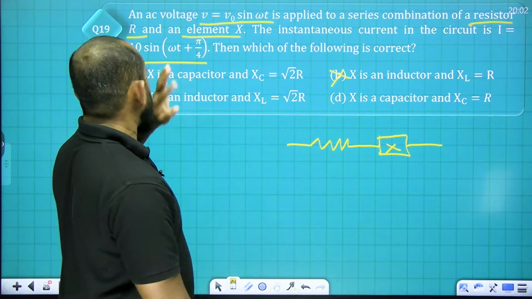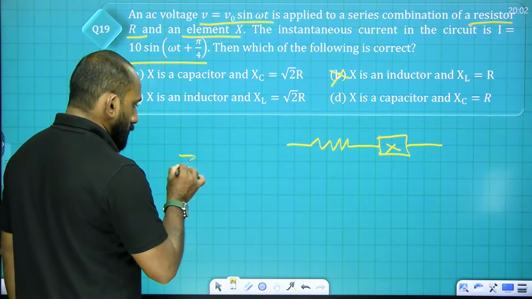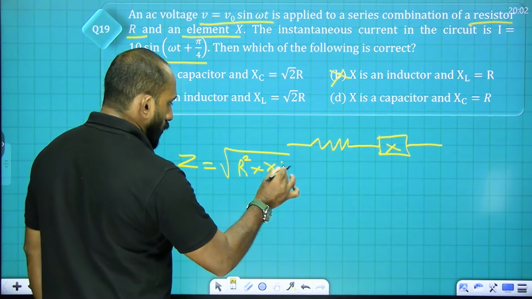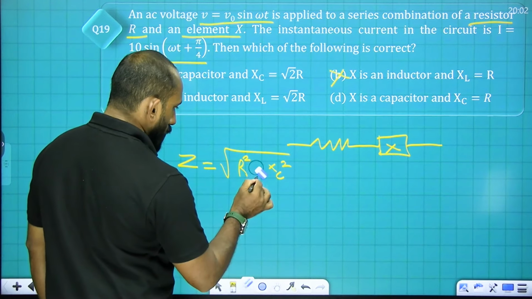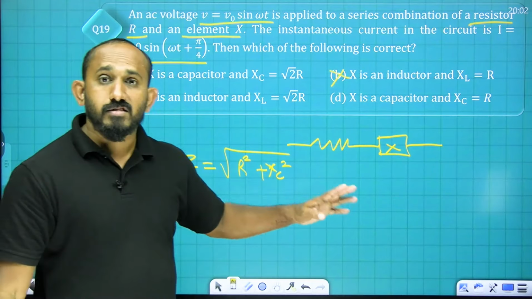So here is given this much; which of the following is correct? We know the total impedance Z will be equal to root of R square plus X square. It will be root of R square plus XC square, because we identified this as a capacitor.